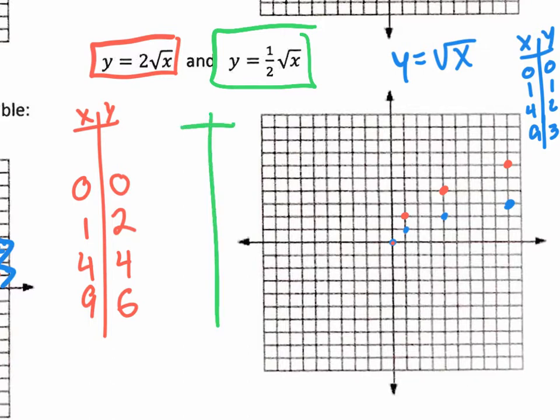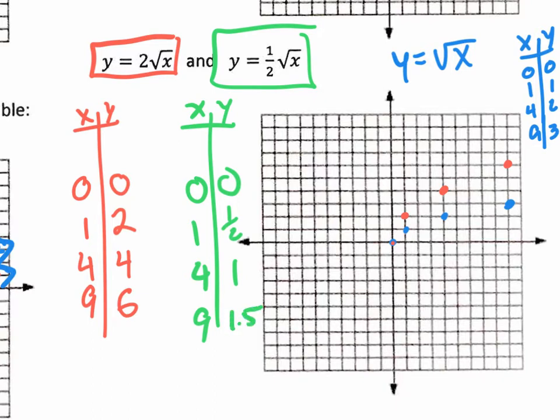So if I were to do an XY table for that green one, the square root of 0 is 0. Multiply it by half, it's still 0. And then the next one, the square root of 1 is 1, and then times 1/2, that will be 1/2. And then the square root of 4 is 2, and 2 times half is 1. And the next perfect square number 9, the square root of 9 is 3, and 3 times half, what's half of 3?